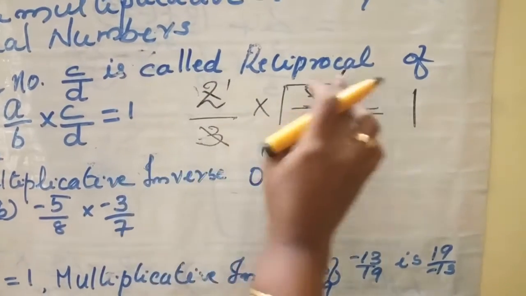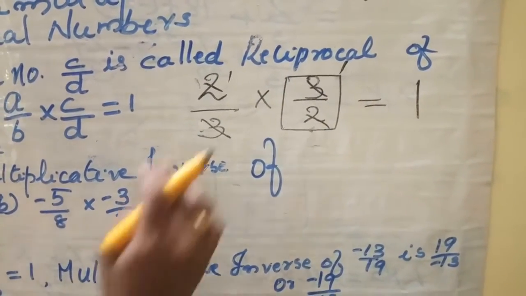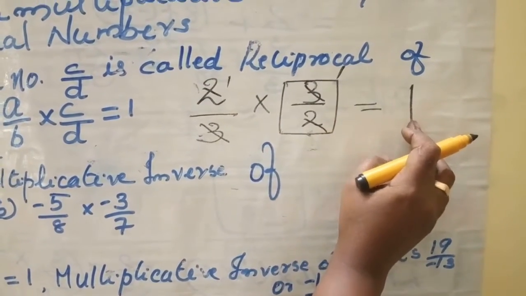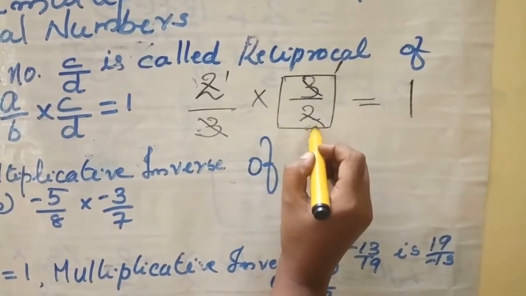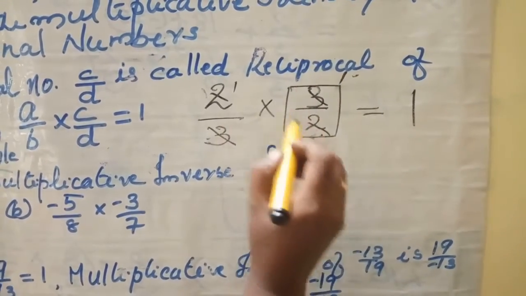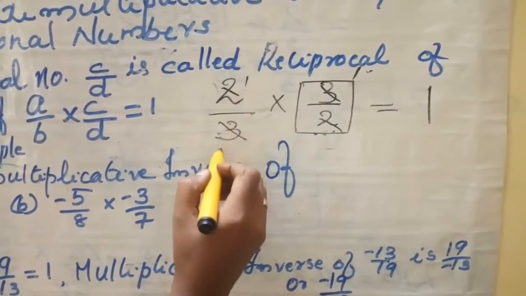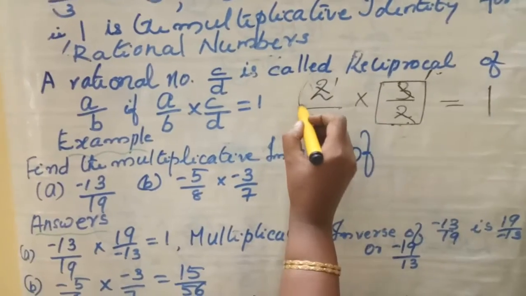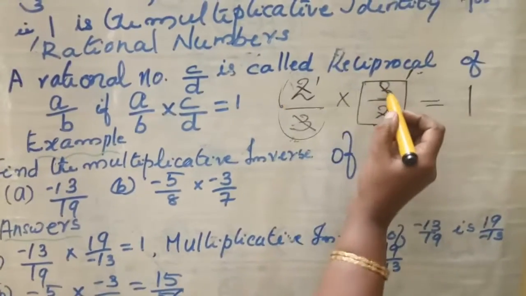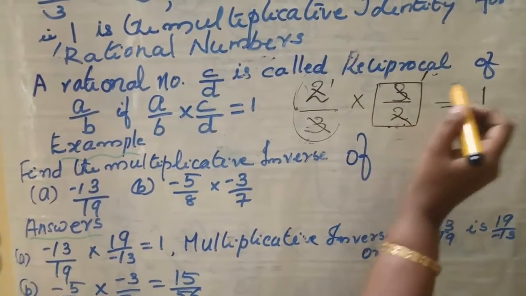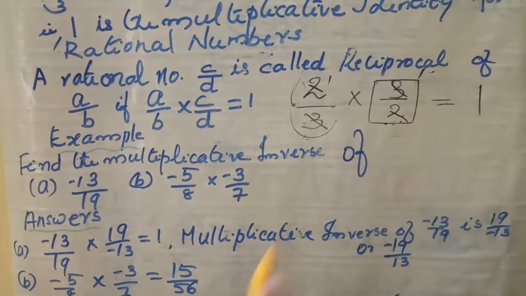So you get 1 into 1 equal to 1. So if 2 by 3 into 3 by 2 equals 1, it means this 3 by 2 is the reciprocal or multiplicative inverse of 2 by 3. Or we can say that this 2 by 3 is the reciprocal of 3 by 2. What is the reason? 2 by 3 into 3 by 2 equals 1. We get the product is 1.